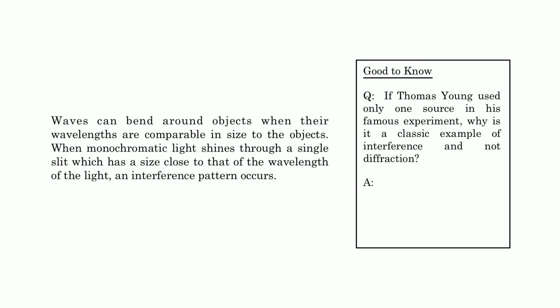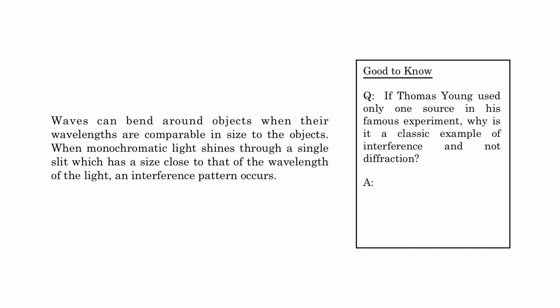This is the reason why sound waves, basically, if I'm in my classroom and I'm speaking, someone that's down the hall can hear me. It's because the sound waves come out of the door and they bend around that barrier and kind of propagate up and down the hallway. So waves can bend around objects. And when monochromatic light shines through a single slit, which has a size close to the wavelength of light, you will see an interference pattern. And that interference pattern is not unlike what we saw yesterday, but is a little bit different.